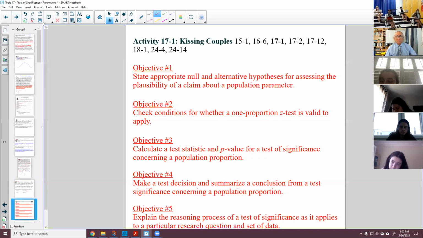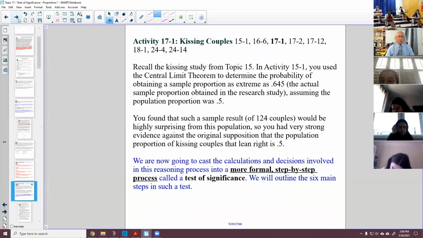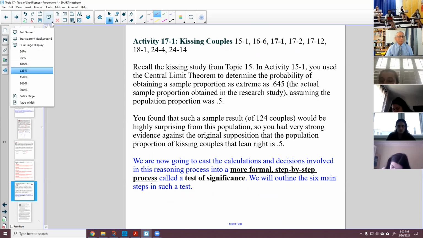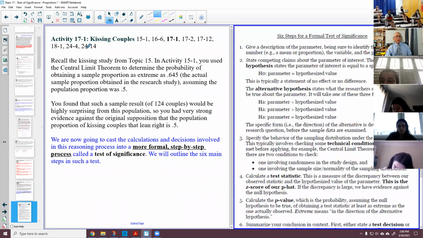Okay. So guess what? Kissing couples. Back to kissing couples. This is great. All right. We're going to learn all of these objectives in this example here. Okay. So let's get started. I emailed this out to you. Come on, you know how to do this, Glenn. There we go. We're going to read through the problem here together, but I emailed this out to you.